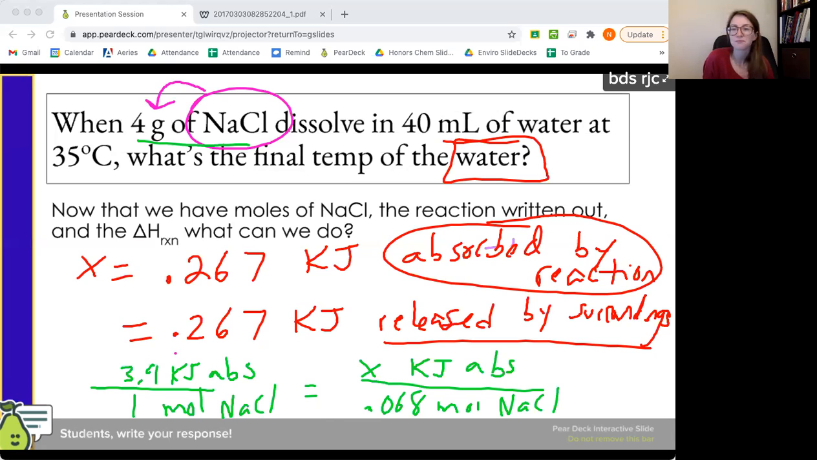How do you know it's absorbed? Great question. Way back when I first found this 3.9 number, it was a positive 3.9. It wasn't a negative. My calculator literally said it was positive 3.9. That's what tells me it's absorbed. If it were negative, it'd be released. Thank you. Other questions before we keep going?